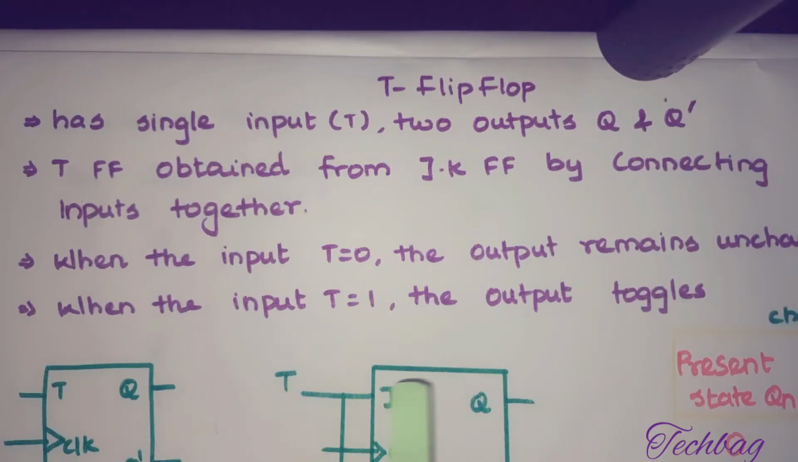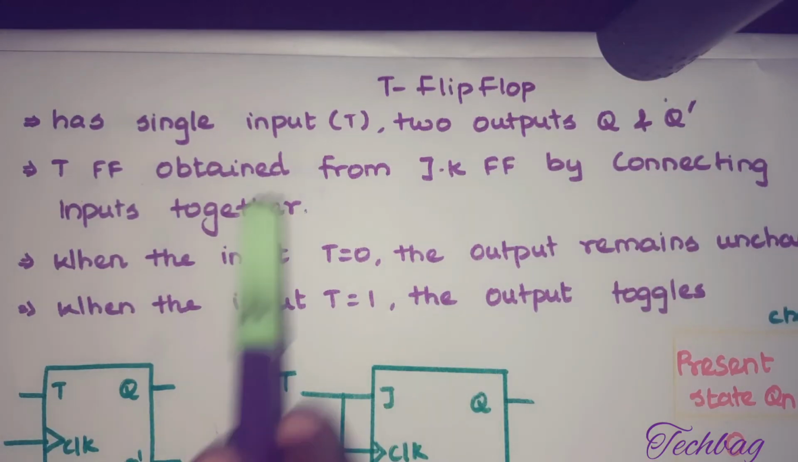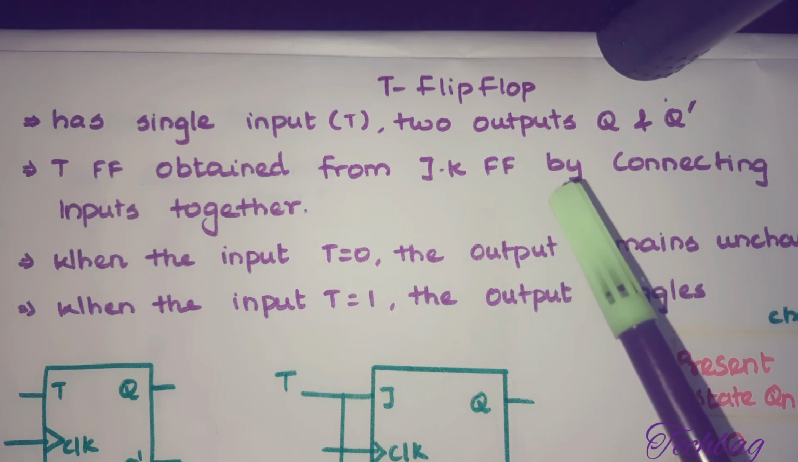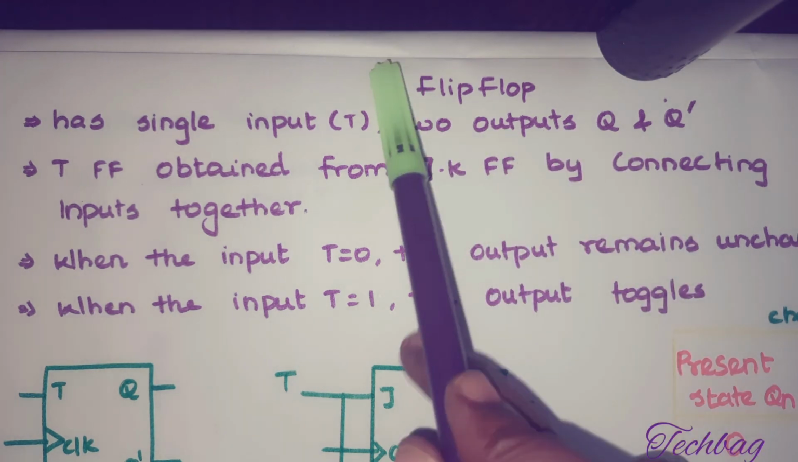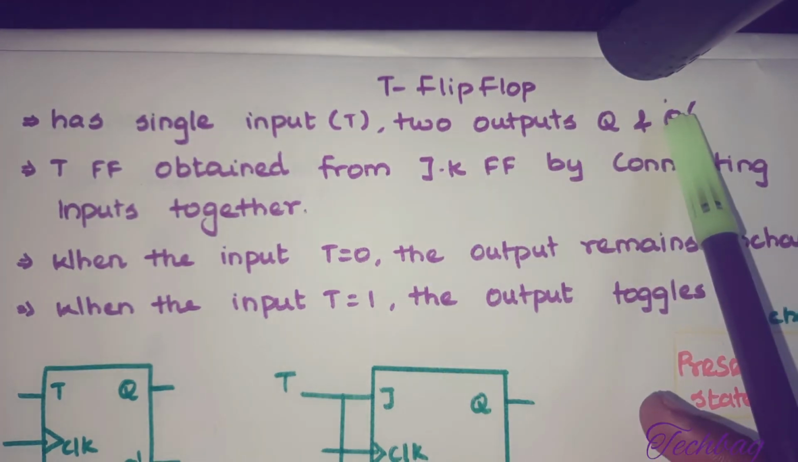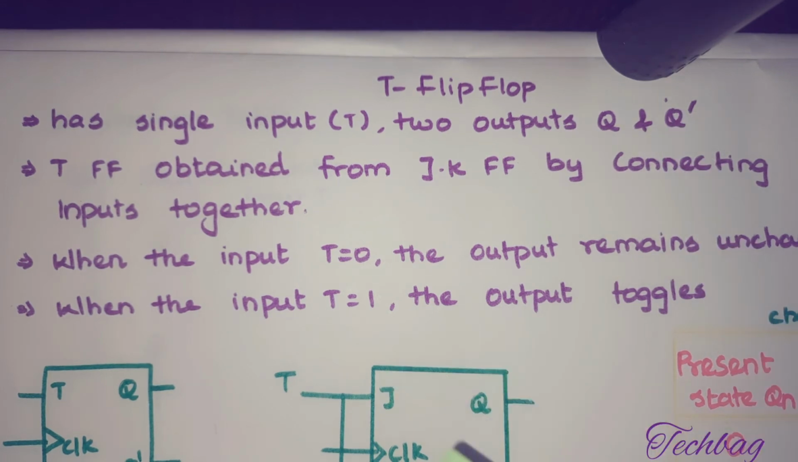In this video, we will see T flip-flop. T flip-flop, otherwise called as toggle flip-flop. It has single input T and two outputs Q and Q dash. T flip-flop is obtained from JK flip-flop by connecting J and K inputs together.